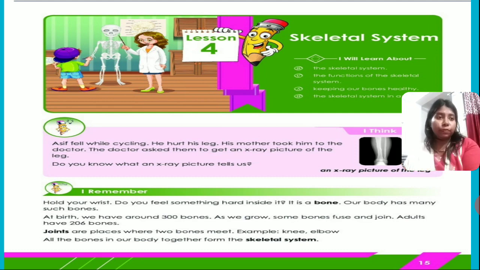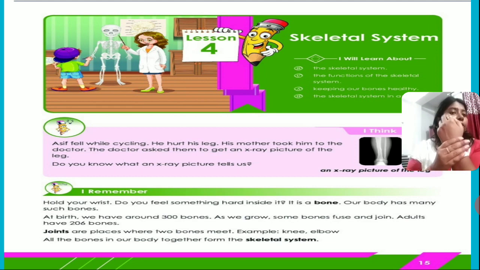How can we move? That means this is one bone. This is another bone. This bone and this bone are connected here. For that reason we are able to move our hand. So when these two bones meet, they form a joint.